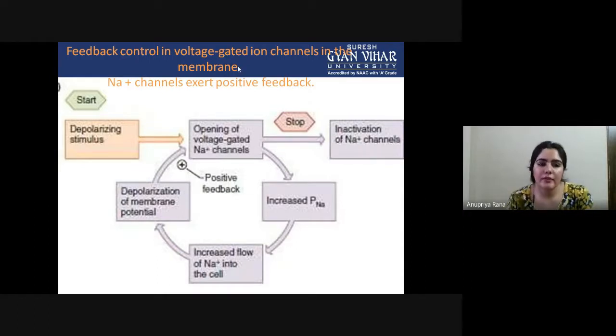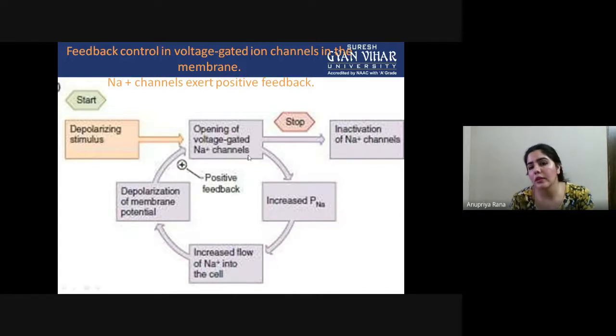First, you can see this whole diagram. Depolarizing stimuli come here, and voltage gated sodium channels open. How will they stop? Through inactivation of sodium channels. So there is opening of voltage gated sodium channels and inactivation of sodium channels. Now the normal sodium channels are going to stop.